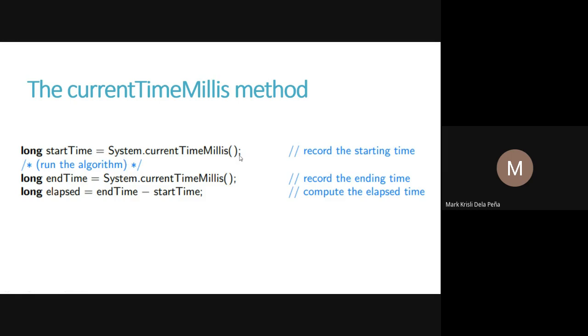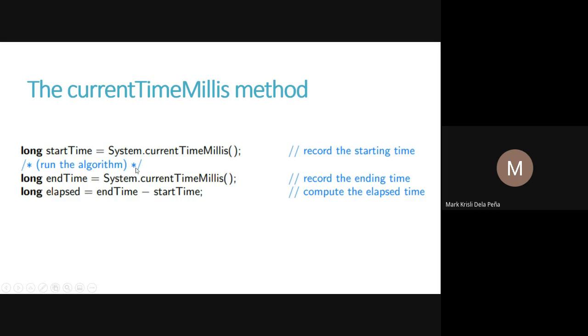to record the starting time, and we will also declare another variable, the end time, of long type. We record it at the end. In between these two currentTimeMillis calls is our algorithm. Whatever our code is will be placed in between these two method calls. Then to get the time it takes to process this algorithm, we subtract the start time from the end time, and that will be our elapsed time.